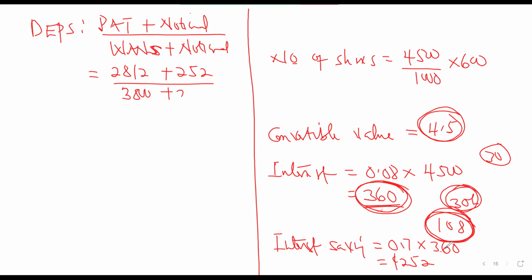Sometimes you can check whether the instrument is dilutive. How do we check? We look at the interest that we have divided by 2,700. So let's check that first before we go ahead. Let's check whether the instrument will be dilutive. So 252 divided by 2,700. I'm getting 0.09.